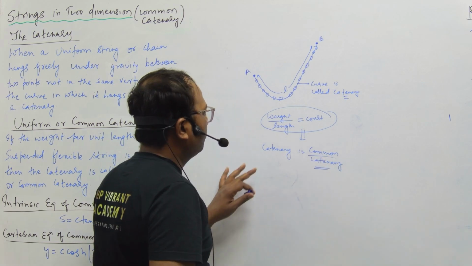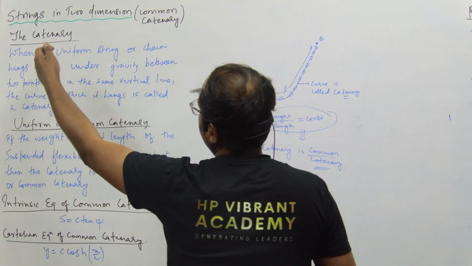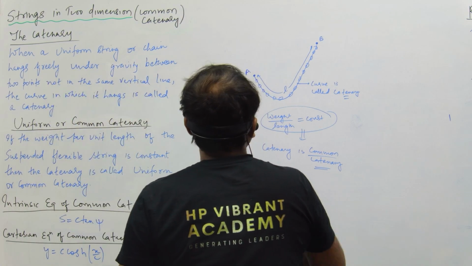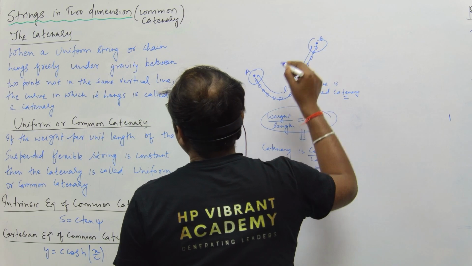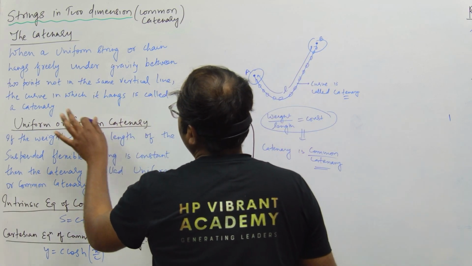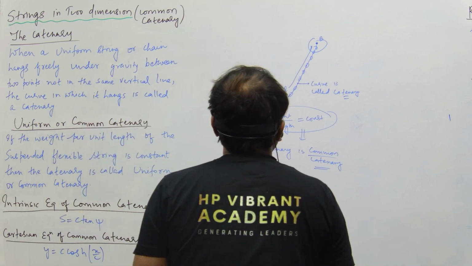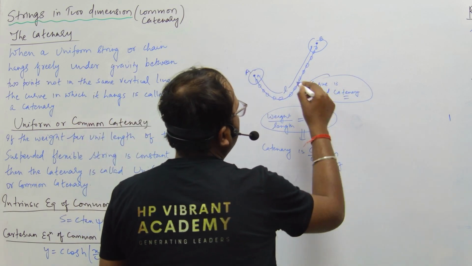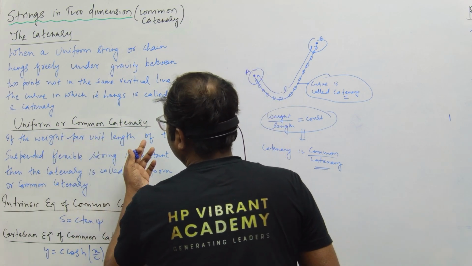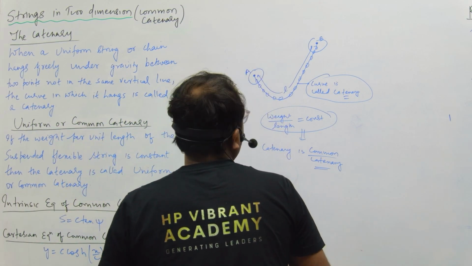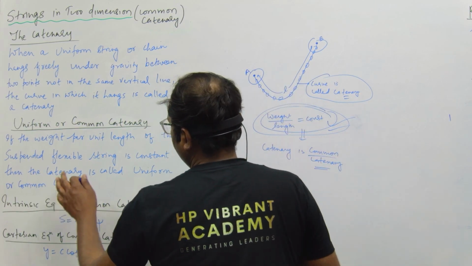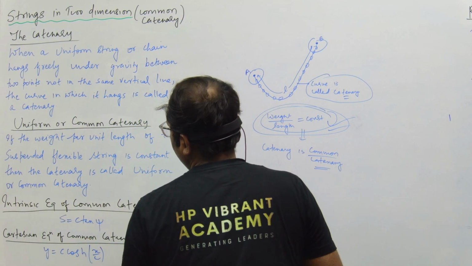Let us go back to the statement. What is a catenary? When a uniform string or a chain hangs freely under gravity between 2 points that are not in the same vertical line, the curve in which it hangs is called a catenary. And what is a uniform or common catenary? If the weight per unit length of the suspended flexible string is constant, then the catenary is called a uniform catenary.